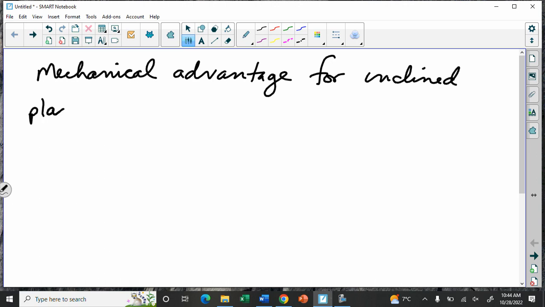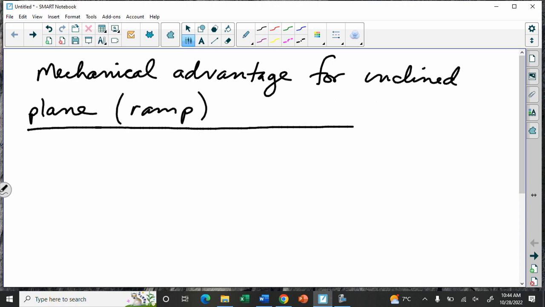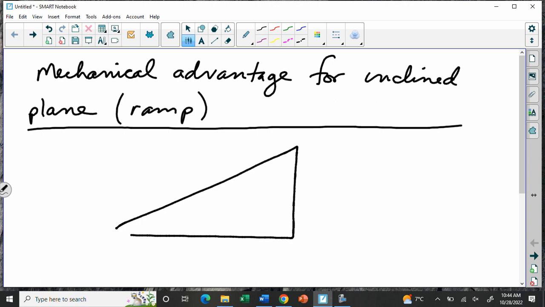So we're going to compare an inclined plane or a ramp. We're going to compare lifting straight up without a ramp to what happens when you use the ramp. So if I draw a little ramp here like this, let's just put some numbers on our ramp. Let's say that this part of the ramp is 3 meters high, and let's say that the ramp itself all the way along here is 6 meters.